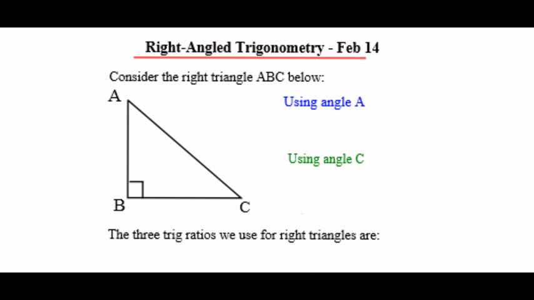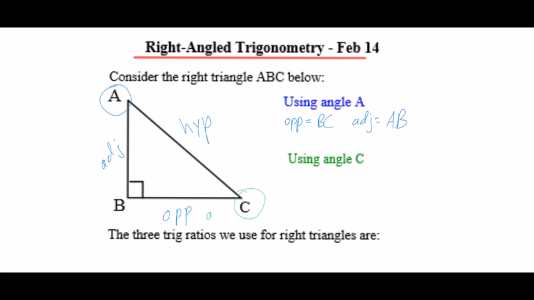So today what we're doing is right angle trigonometry. Now we're going to assume that A is the angle, and based on that BC is the opposite and AB is the adjacent and AC is the hypotenuse. And we'll just say opposite is BC and ADJ is AB.